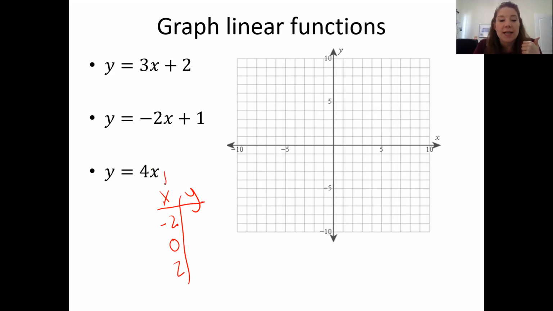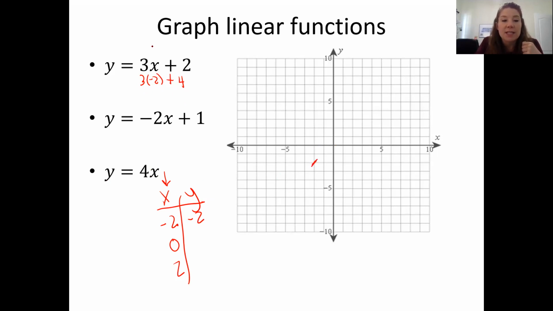You are controlling your x's, and whatever your x is, that tells you what y will be. So we're going to multiply 3 times -2, because I decided x is going to be equal to -2, and then I'm going to add 2. I'm going to stick that right in my calculator. 3 times -2 is -6, and -6 plus 2 is -4. So there's my first ordered pair, -2, -4, right there.